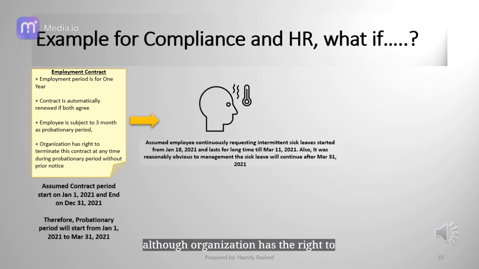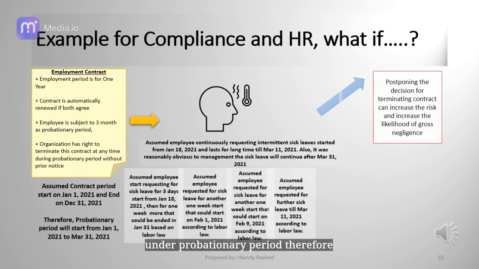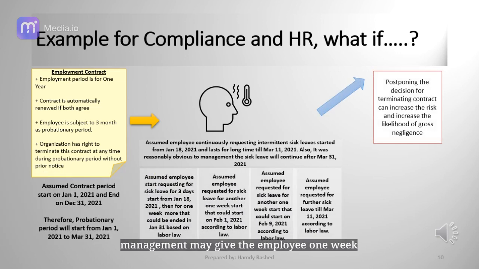Although the organization has the right to terminate the contract within the probation period of the employee, compliance may advise the management to pay attention to being professional, presenting the good faith and considering the circumstances of paying compensation for unfair dismissal to the employee who is under probationary period. Therefore, management may give the employee 1 week notice through an independent person and reasonably justify the dismissal without referring to the risk of sickness or any irrelevant reasons.